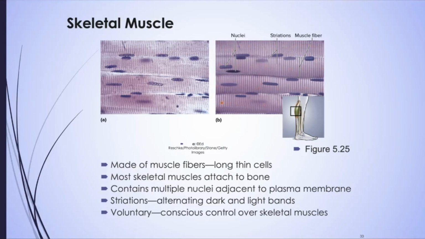So we call them muscle fibers, but guess what a muscle fiber is? It is a cell. We don't call them muscle fiber cells, right? It is just synonymous together that a muscle fiber is a cell. So most of your skeletal muscles are going to attach to bone, most of them. They're going to contain multiple nuclei, okay, that are going to be adjacent to the plasma membrane. Do you see how these nuclei are along the plasma membrane, just like such?